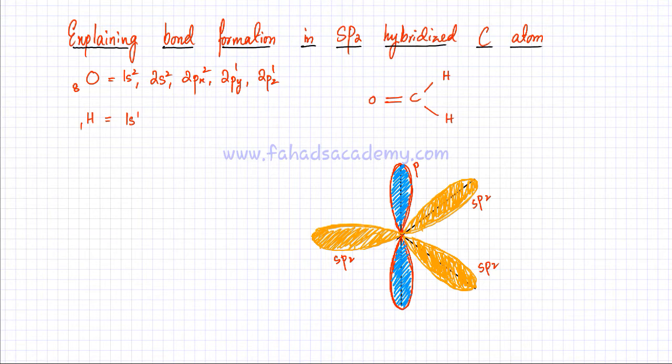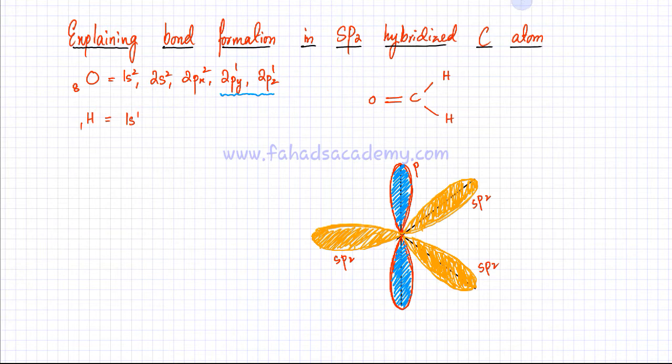So the 4 outer orbitals of carbon are going to look like this when it is bonding to 3 atoms. One of the atoms that it's bonding to is oxygen. Oxygen has an electronic configuration of 1s2, 2s2, 2px2, 2py1 and 2pz1. So let's underline these outer orbitals. Oxygen needs 2 electrons, one in 2py and one in 2pz.